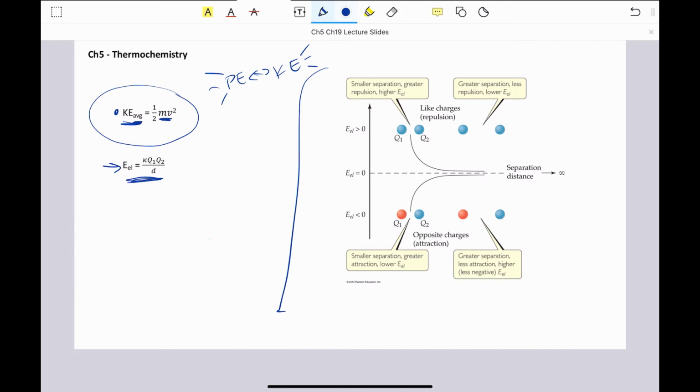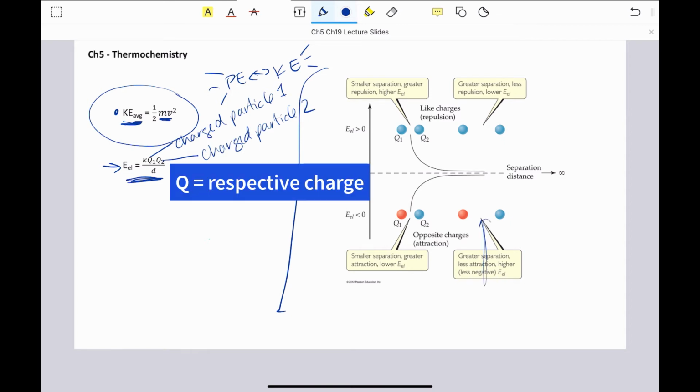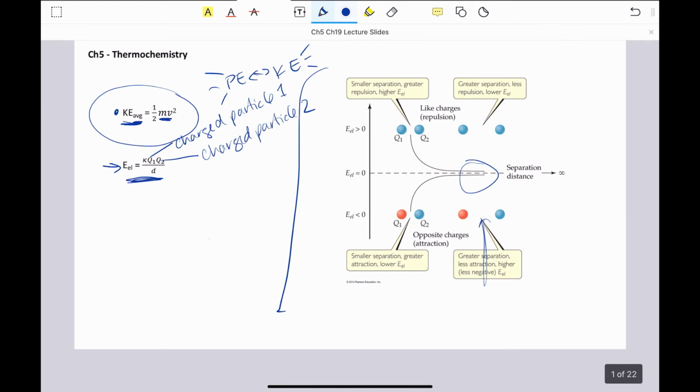But what it talks about is the fact that we have these charges. So this is charged particle 1. And this is charged particle 2. What it says is that if these two particles are infinitely far apart, their respective energy is approximately 0, in that there is no attraction, no repulsion, so no energy between them.